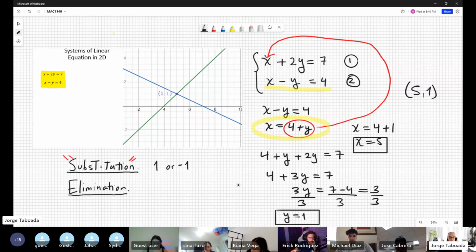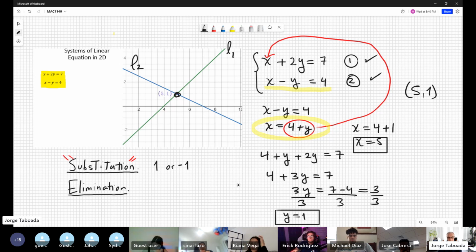Okay, so the solution is the intersection because we have two lines. Line 1 is the green color, which represents equation 2, I suppose. Line 2 is the blue, which represents equation 1. In this case, I suppose, yeah, it's the order. And the common point, the intersection, is the solution.